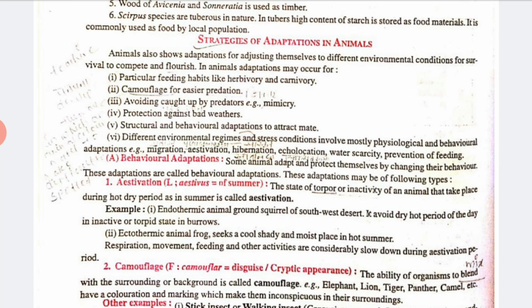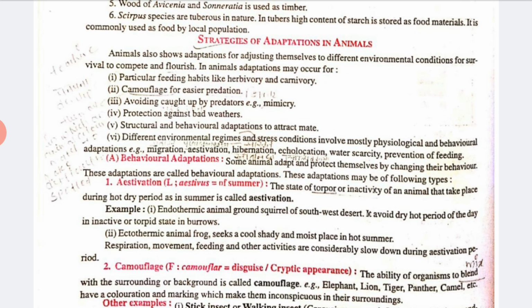Okay, so we have the first, that is estivation. Estivation means the state of torpor or inactivity of an animal that takes place during a hot, dry period, as in summer. That is called estivation. Clear? Yes. Next we have camouflage.